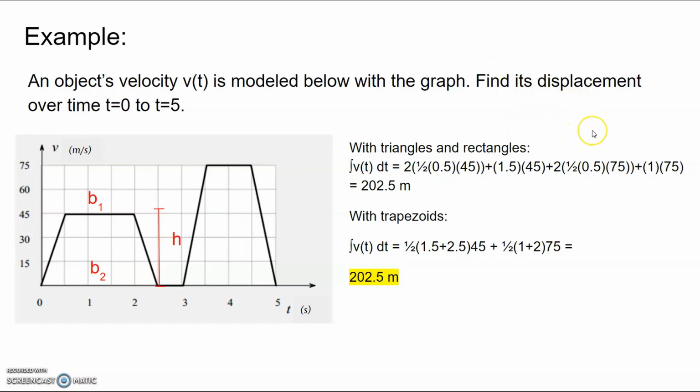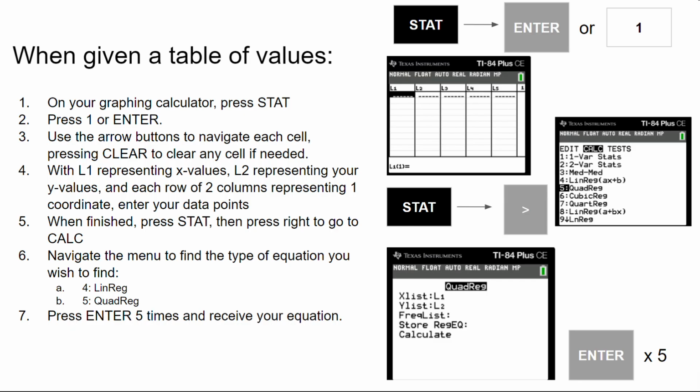Now we're going to go back to calculators and talk about table of values. When you're given a table of values and you want to find the equations, you could actually put the table of values in your calculator using the stat function. There's a button called stat. You want to press that and then press 1 or enter so that you can edit and then go into this screen right here. And then you want to use the arrow buttons to navigate each cell. And then you can enter in numbers by pressing the enter button for each cell.